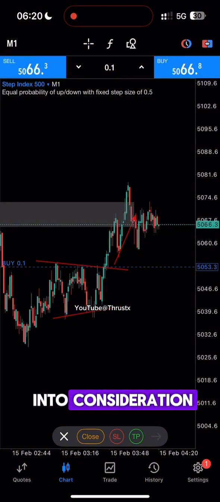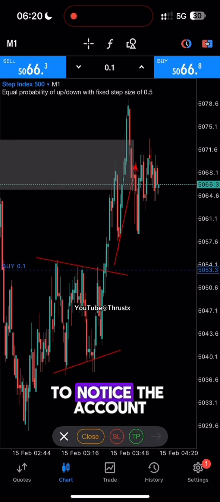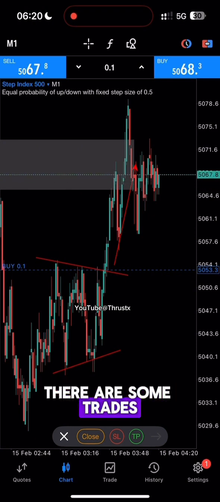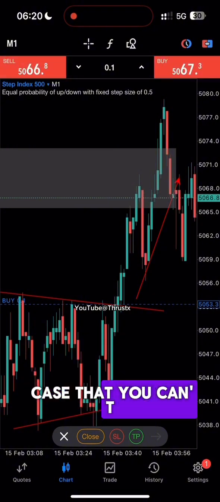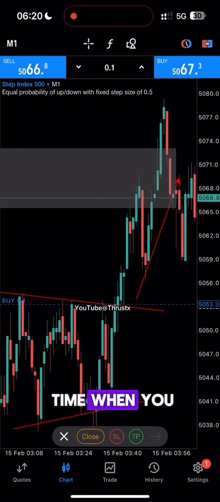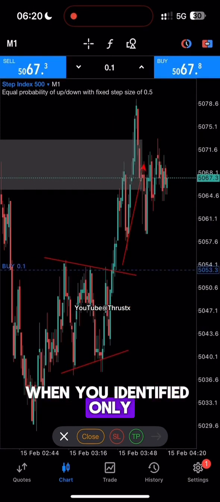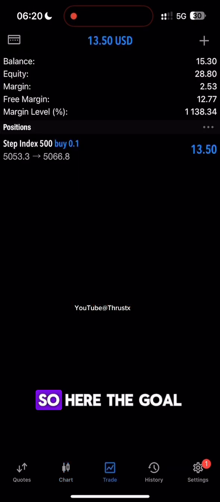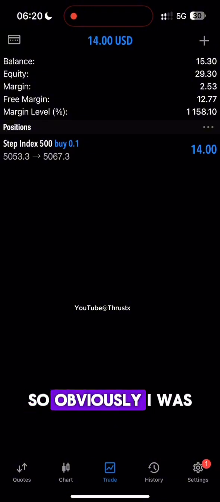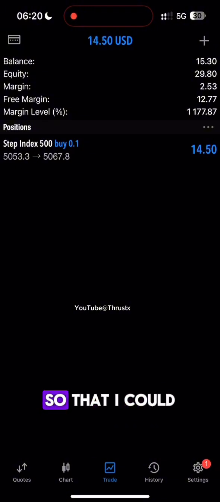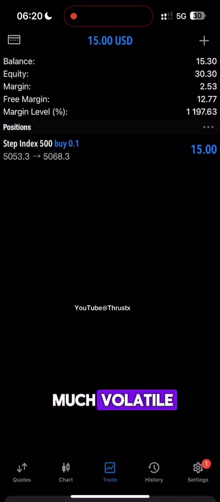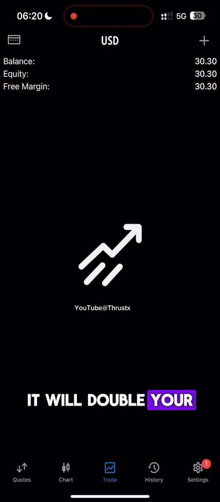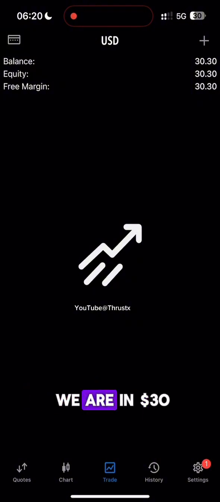Taking into consideration that you also have to take notice of the account size you have. There are some trades that you can't go for again, but most of the time when you identify sharp entries, you can go full again. So here the goal was to raise the account, so obviously I was playing on highly volatile pairs so that I could raise the account much quicker. Step Index is much more volatile, that's why I like it. Only 10 cents, it will double your account. So from $15, we are in $30. That is very good for us.